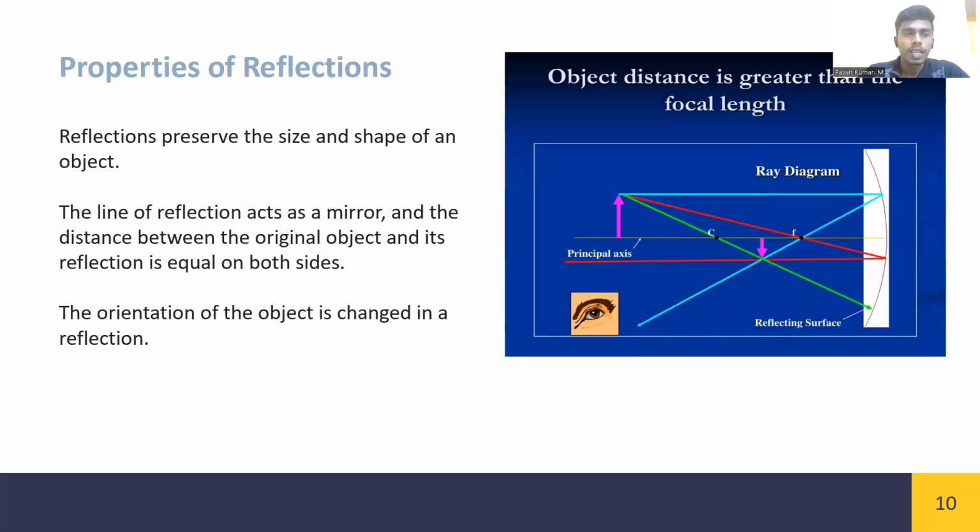Properties of reflection. Reflections preserve the size and shape of an object. The line of reflection acts as a mirror, and the distance between the original object and its reflection is equal on both sides. The orientation of the object is changed in the reflection. Here, the object distance is greater than the focal length, a ray diagram.